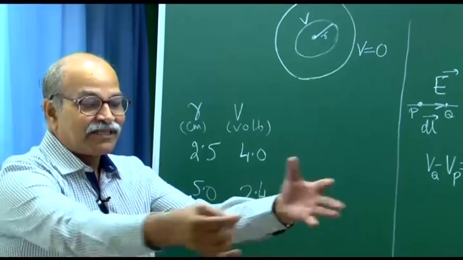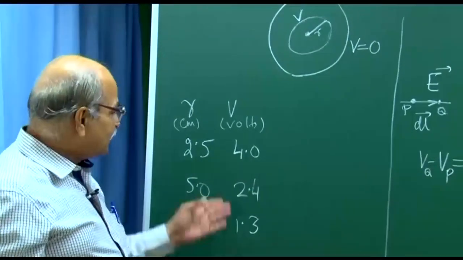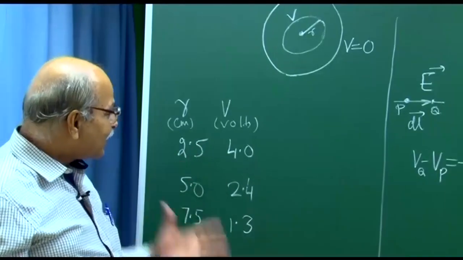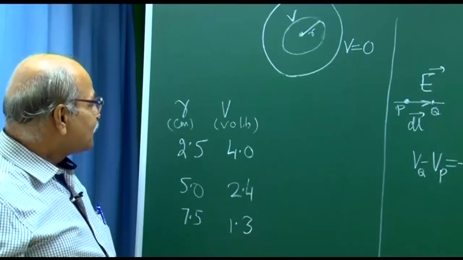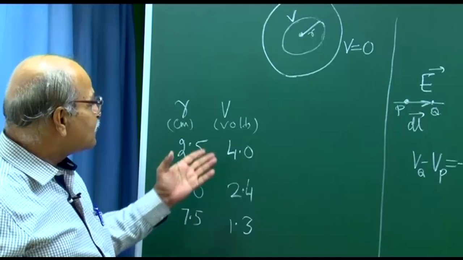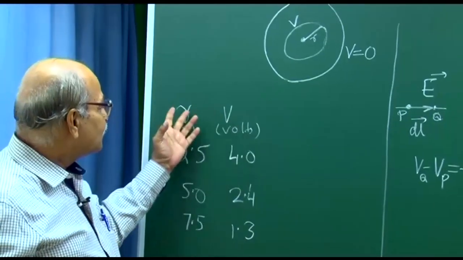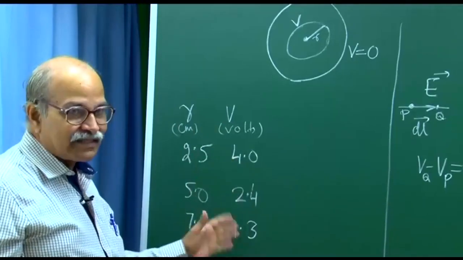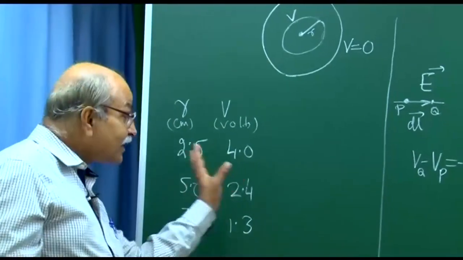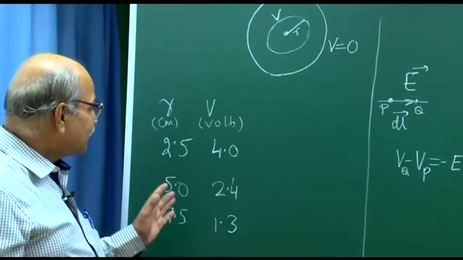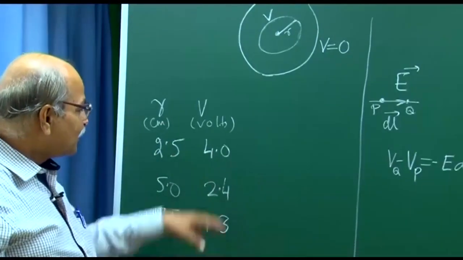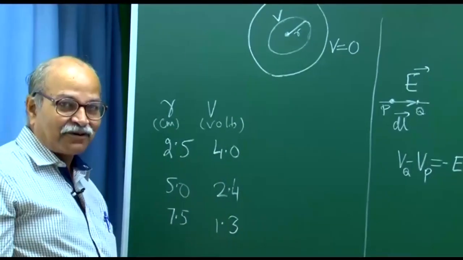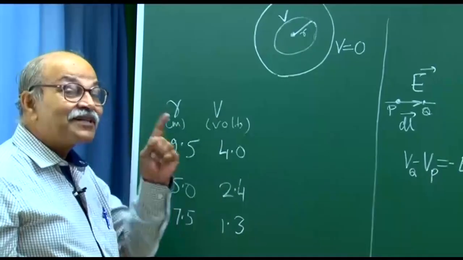Of course, one can measure at many more points, but with these 3 points, can you guess what is the functional dependence of this potential on this r? As r increases, this potential decreases, that is fine. But what kind of dependence is this? Whether it is 1 by r type or 1 by r square type or some other functional form between this V and r, try to guess.